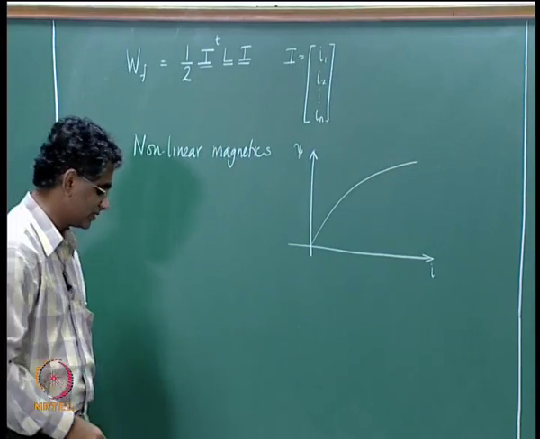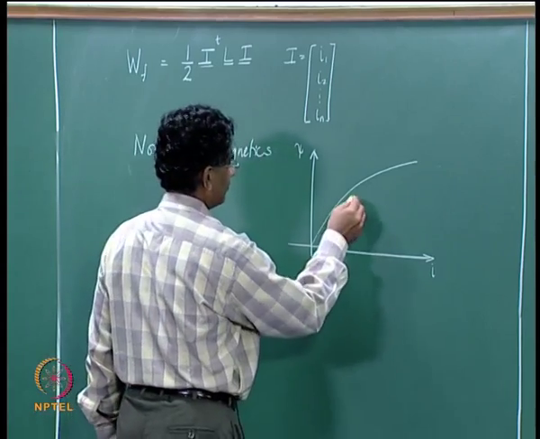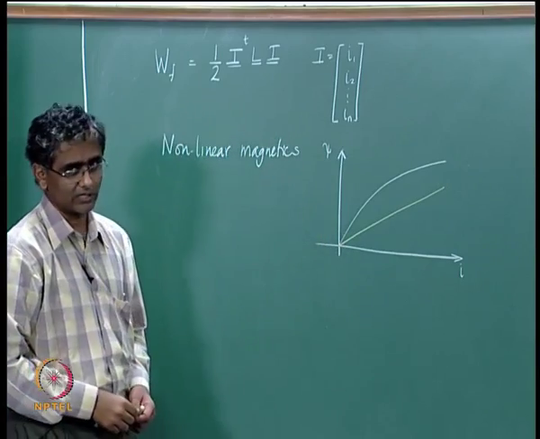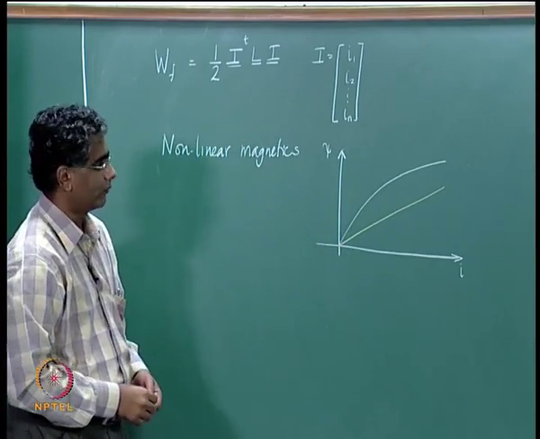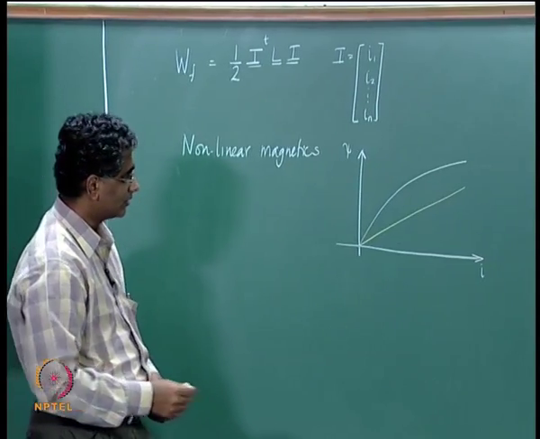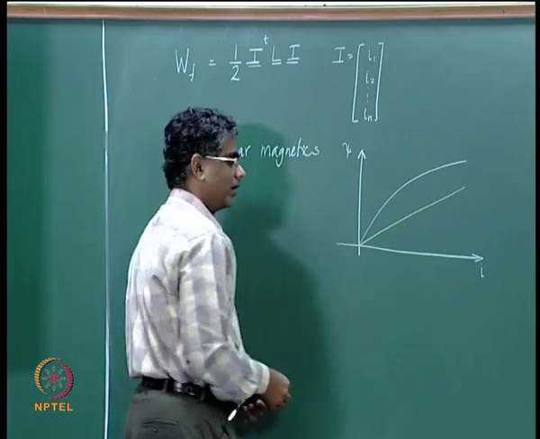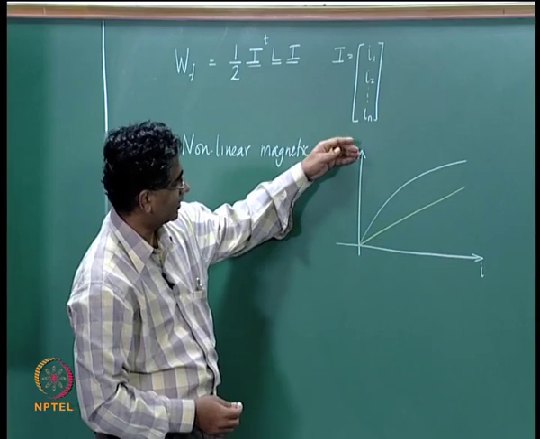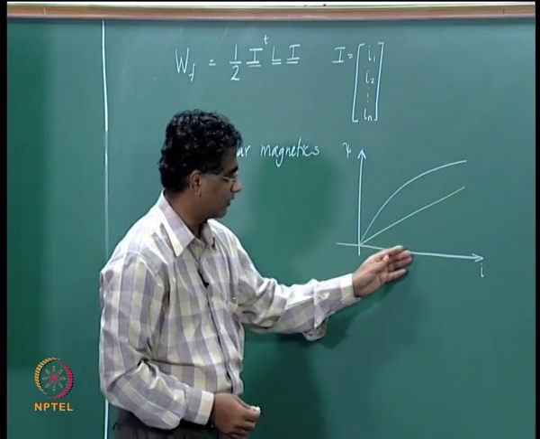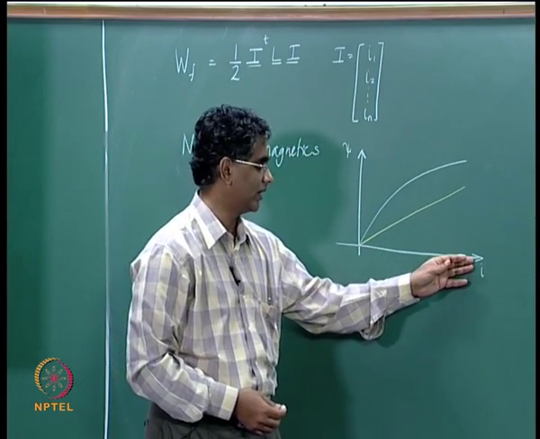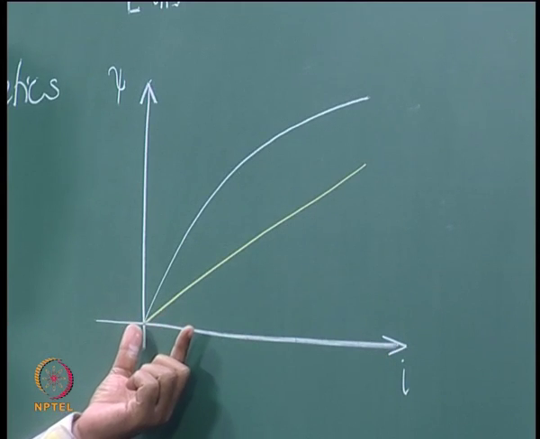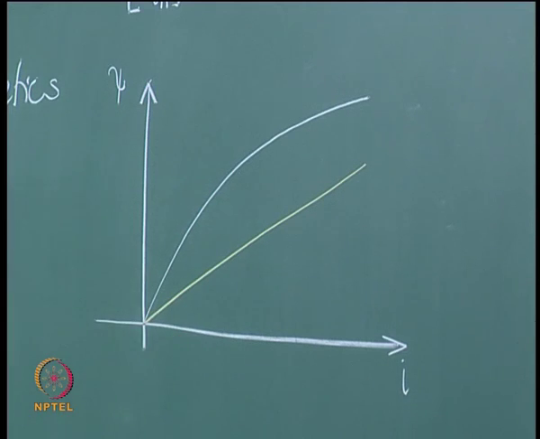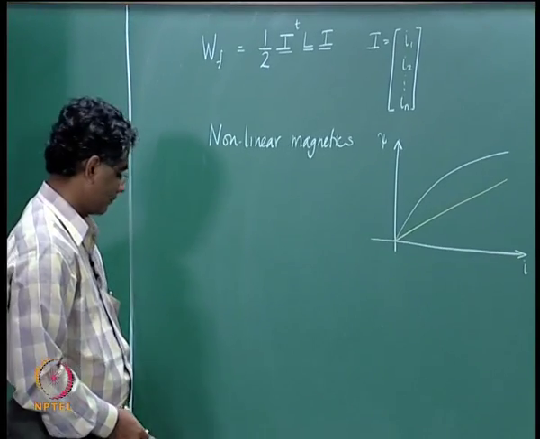Had it been a linear system, the curve would have been maybe something like this. It's a straight line. Whereas now, if we are going to look at nonlinear magnetics, this curve is not a straight line and it bends over. That means that as you go to values of higher and higher flux linkages, you require a flow of current I which is more than what you would have required to increase the flux in the lower levels of flux linkage. So that is what is meant by this.